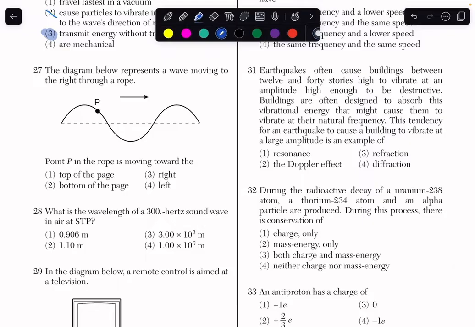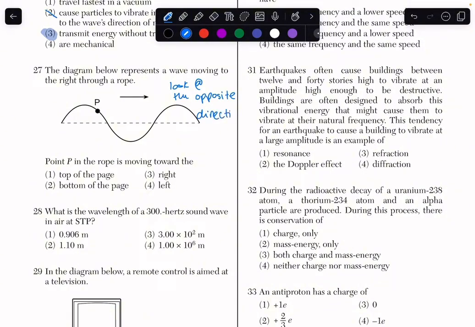27. The diagram below represents a wave moving to the right through a rope. Point P in the rope is moving toward the, let's see. So this question is something that I used to get wrong all the time, but then I learned a little trick. And this might sound stupid, but trust me. You always look at the opposite direction. And you might be wondering why.